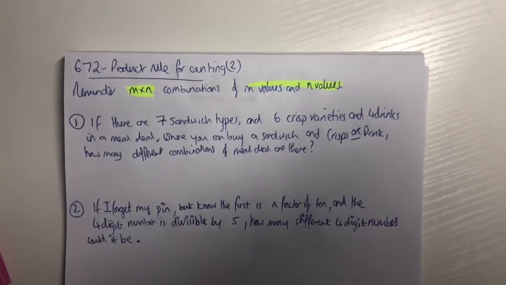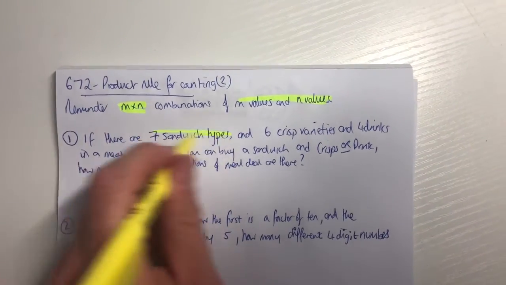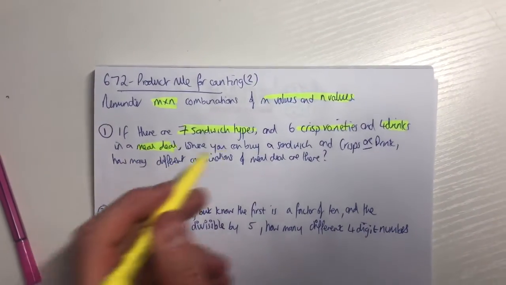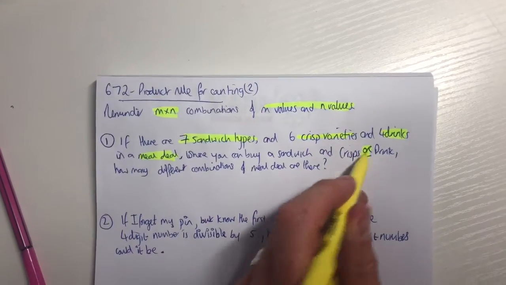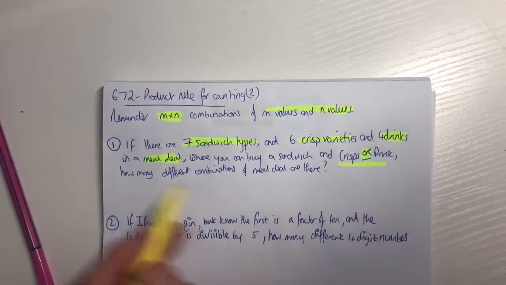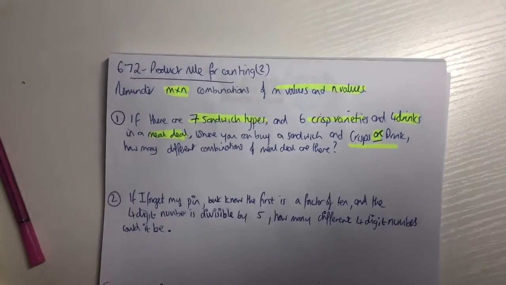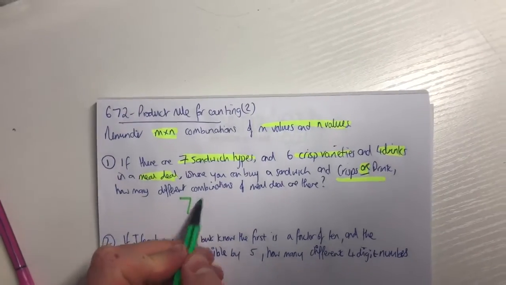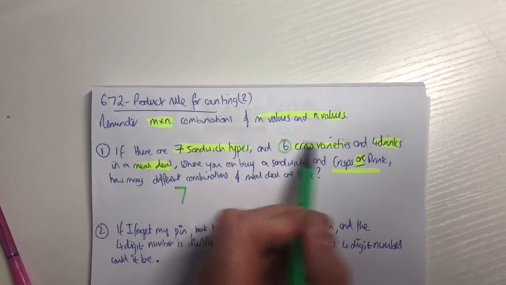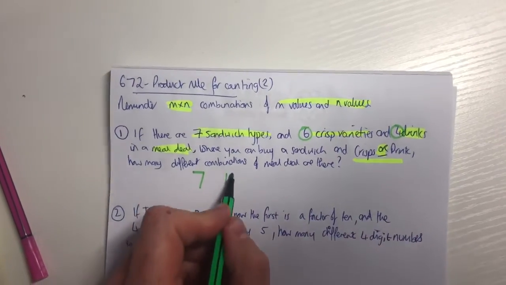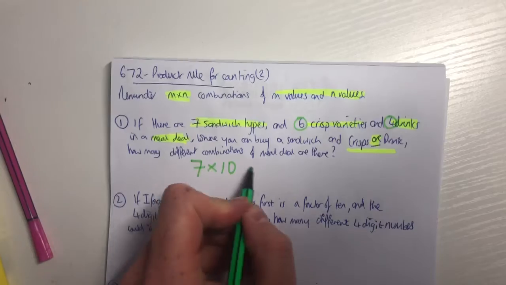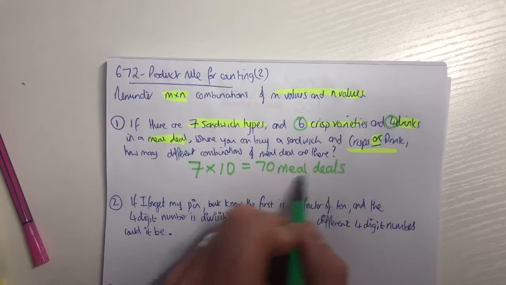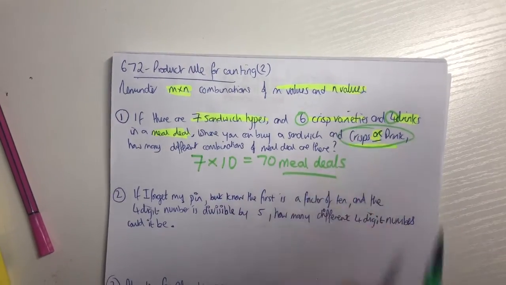So, if there are 7 sandwich types and 6 crisps and 4 drinks in a meal deal, where you can buy a sandwich and crisps or a drink, okay, so it's one of those two, how many different combinations of meal deal are there? Okay, so there's 7 different sandwich types, and then you can have either crisps or a drink. So how many different ways are there of crisps or a drink? Right, there's 10 different things you could have. Product rule says you times them together. That means there's 70 different meal deals. So just be careful, these are grouped together because you can have one or the other.